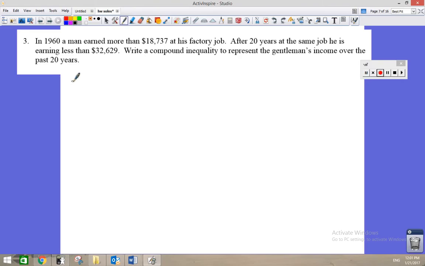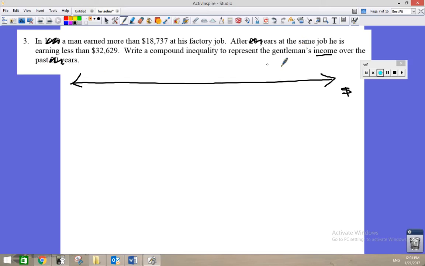All right, so some of this information in this problem is just extraneous information. The variable of interest is income. We are interested in dollars. The 1960, the 20 years, are extraneous information. All right. So on a number line, we have smaller numbers to the left, and larger numbers to the right. That is how we graph them on the number line.